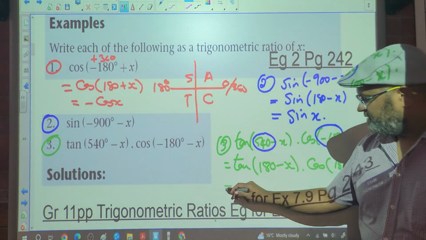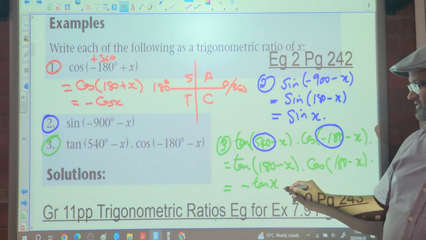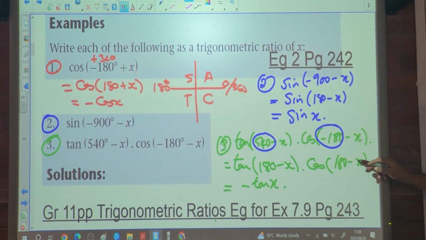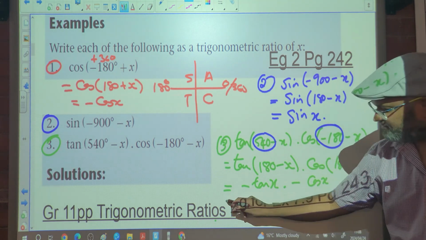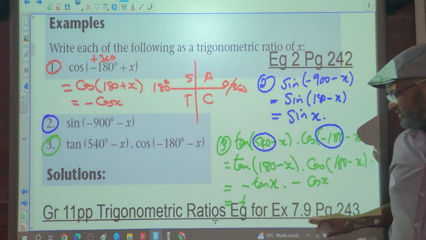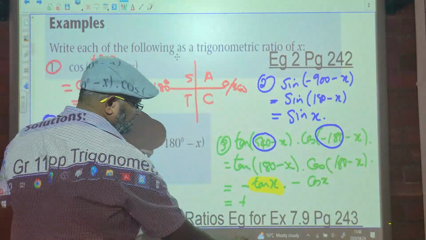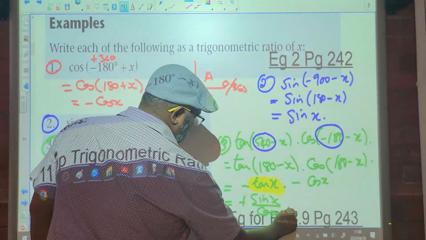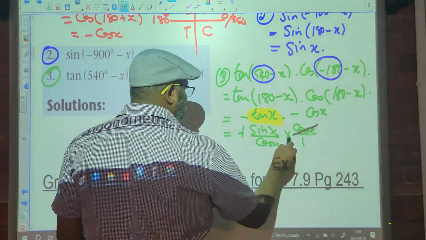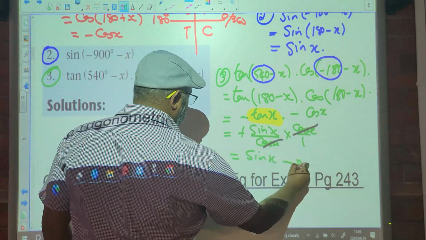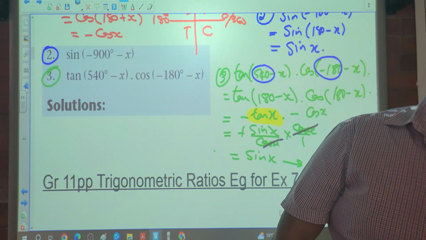Okay. 180 minus x is in which quadrant? Quadrant 2. Is tan positive or negative? So it's negative tan x, times cos of 180 minus x. Which quadrant? Second quadrant. Is cos positive or negative? Negative. What's negative times negative? Positive. So the ultimate answer is going to be positive. But what can happen to tan? It can be written as sine over cos. So it's going to be sine x over cos x times cos x, so the cos's cancel, leaving you with sine x. Is there any confusion there?